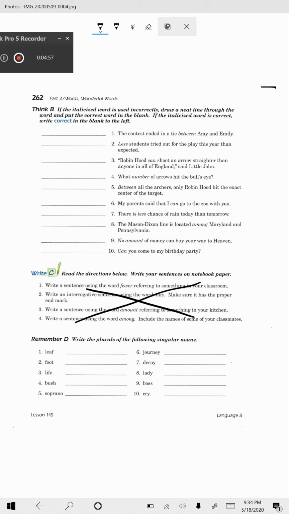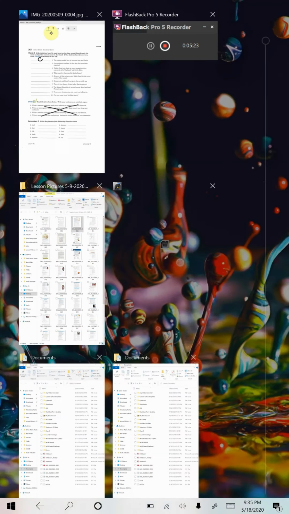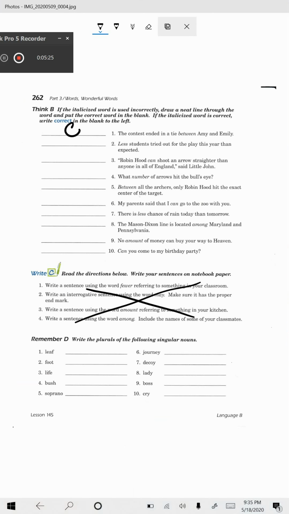All right, the contest ended in a tie between Amy and Emily, just two of them, and it's between them. So, correct. We can just put a C. Less students tried out for the play this year than last year. Oh, my, sorry. Less is used for something you measure. Fewer is for something you count. And we could count the students. So that one's a little more difficult because that does not sound bad, does it? But we need the word fewer.